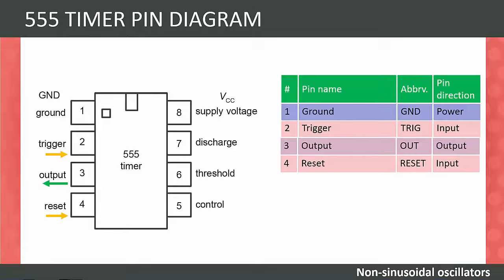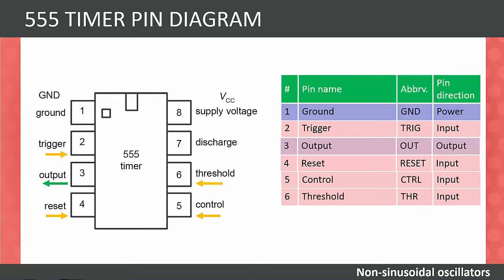Pin 4 is the reset pin. It's used to reset the timing interval. When it's connected to ground, in other words connected low, it will reset the chip's timing back to the start. For most of our purposes, it should be connected high, in other words to the source, so it doesn't reset. Pin 5 is the control access for the internal voltage divider, but this pin is not used often in this course. Pin 6 is the threshold.